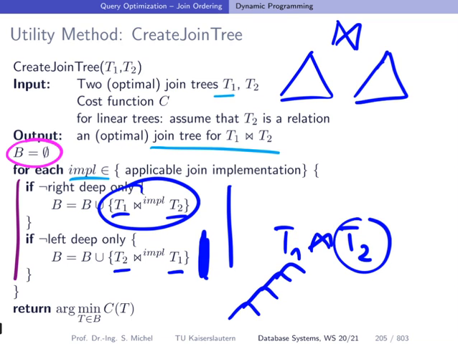Okay, and so if there's no restriction, then you can also create any of these two, so T1, T2 or T2, T1, and in the end pick out for all the combinations. And note again, there's also different implementations you look at. You're taking the cheapest one. So you're taking the join tree T that you just created, which is minimal regarding the cost model. Right?